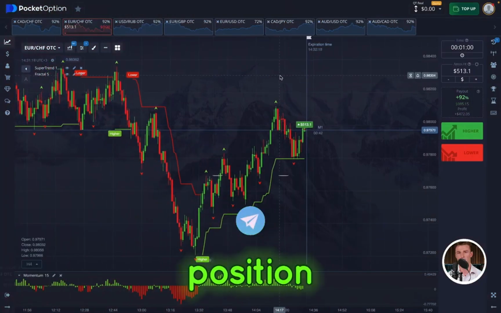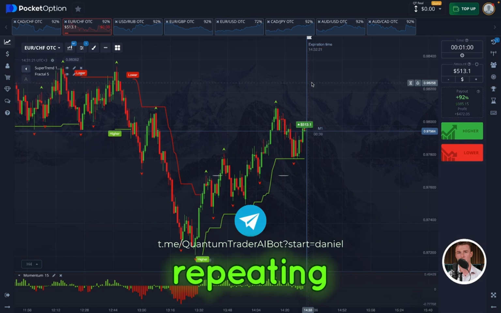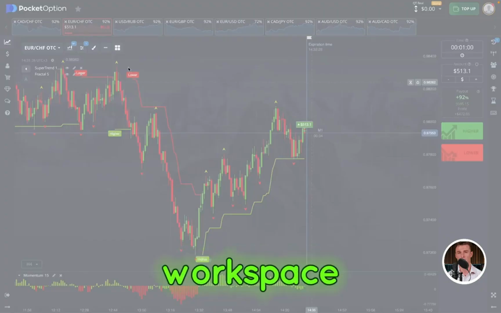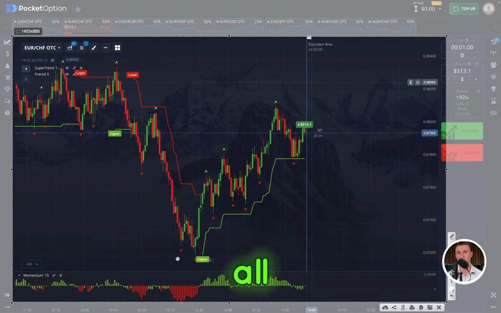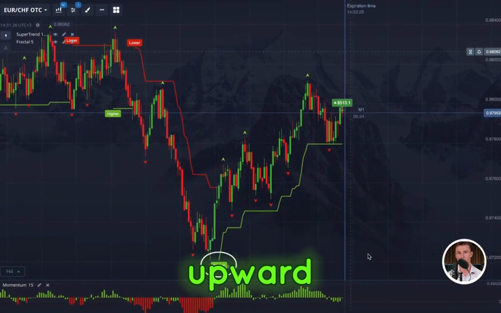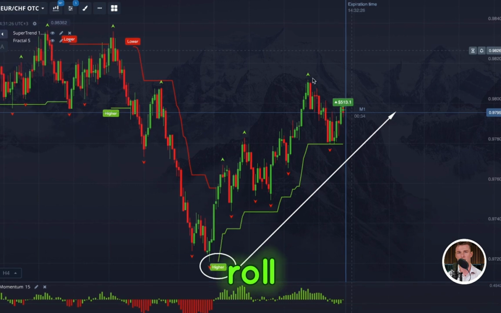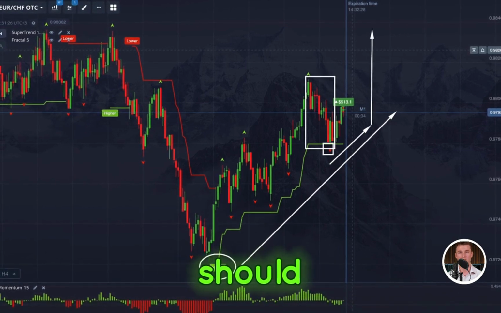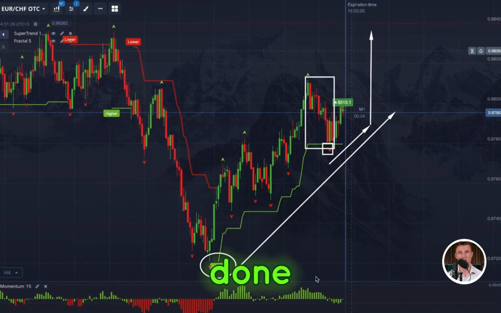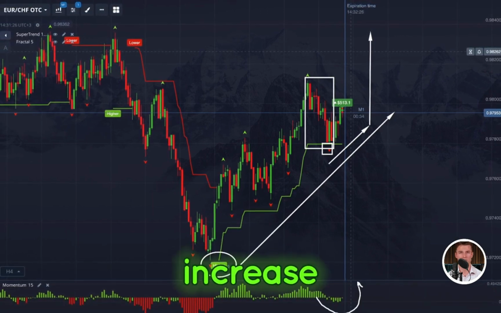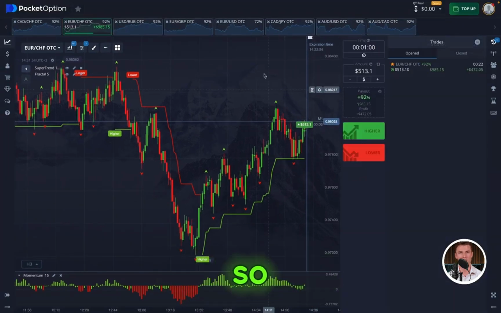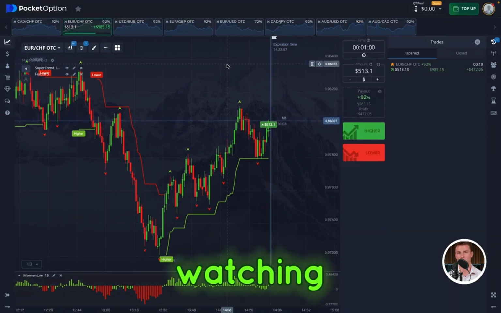Let's open an upward position here. I won't get tired of repeating, but the entry logic remains exactly the same. We'll highlight the workspace. And first of all, the super trend position shows an upward trend. There was a rollback. A structural minimum has formed. The structural maximum should be updated now. So far, it has not, so we can open a deal to increase. I also noticed changes in the direction of volumes on the oscillator histogram. So the opening is going up. We are watching the result.